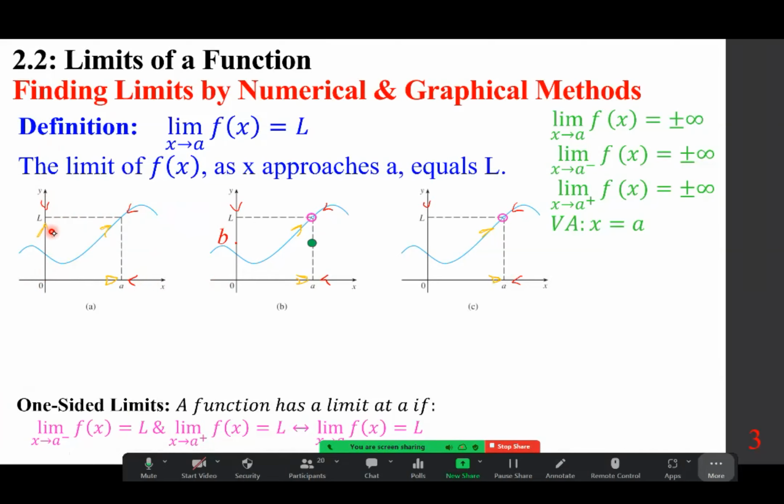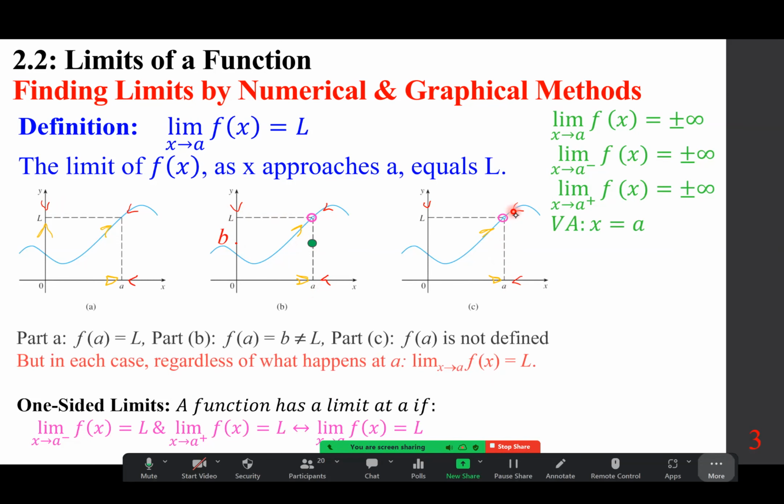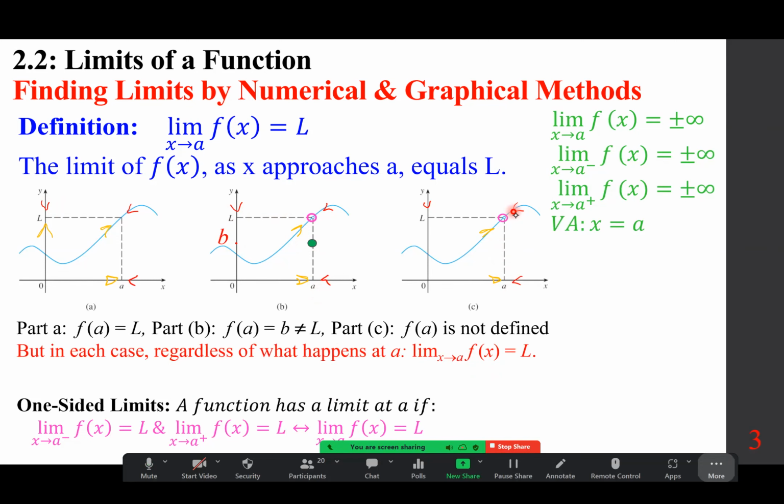If the limit of f of x as x approaches a is L in all cases, the difference is, in this case, f of a is also equal to L. In this case, f of a is not equal to L, but the solid point has a different y coordinate, namely b, and in this case, we don't have any solid point for f of a, and we don't know the answer. But in each case, the limit of f of x as x approaches a equals L.